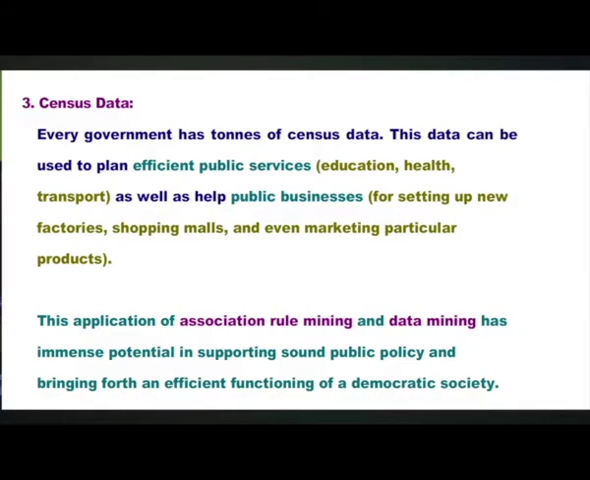The third application is census data. Every government has tons of census data. This data can be used to plan efficient public services like education, health, transport, as well as help public businesses for setting up new factories, shopping malls, and even marketing particular products. This application of association rule mining and data mining has immense potential in supporting sound public policy and bringing forth an efficient functioning of a democratic society.